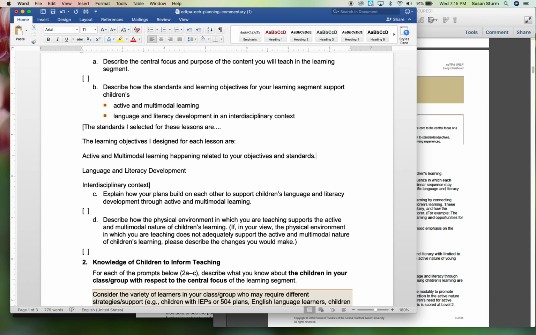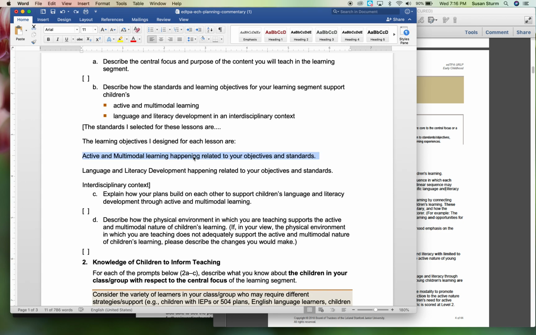So keep it super focused on how the standards are supporting them in active and multimodal learning, how the objectives are supporting them in active and multimodal learning. Same thing with this: language and literacy development happening related to your objectives and standards. So this, for example, could sound something like this.